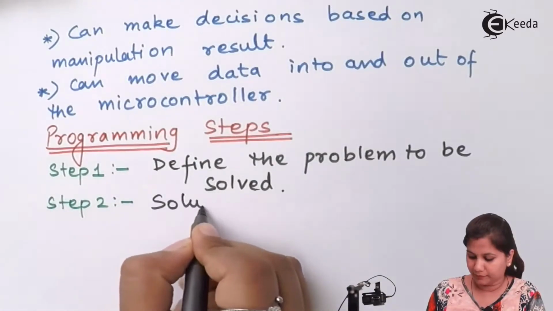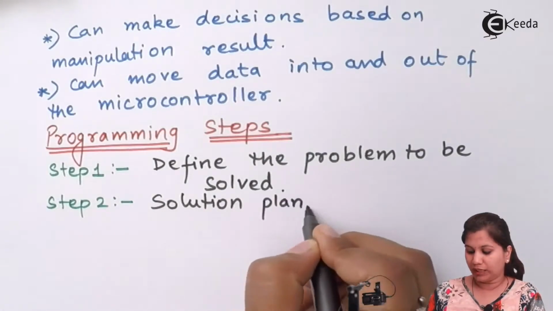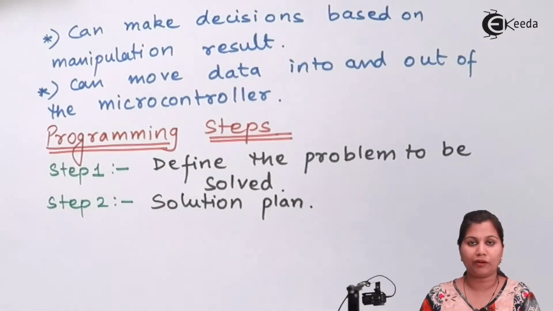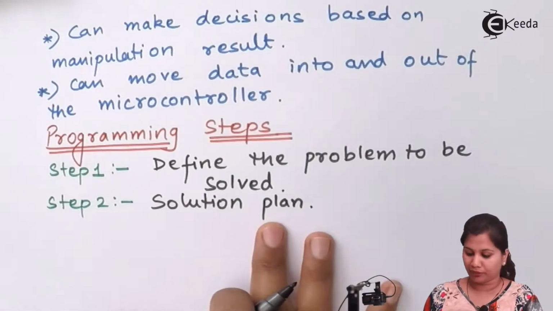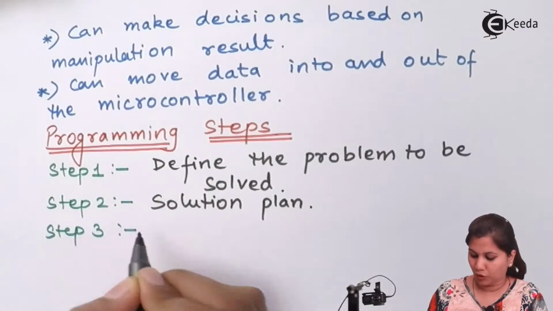solution plan. In the first step, we know what the problem is, what task is to be performed by the microcontroller. Everything is in front of us. Now how we are going to solve that problem comes in step number 2. Then step number 3, flowchart.